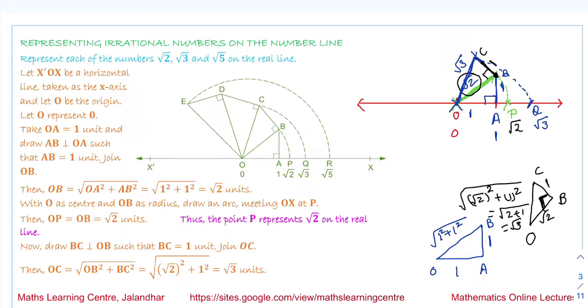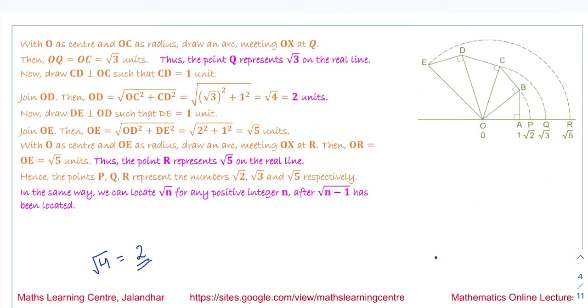Now in the next step, suppose we have to draw square root 4. Square root 4 means we are talking about the number 2. So what we are saying is, we started from this point O, then we marked the point A. On A we have drawn a perpendicular. Then we joined these 2 points, this is our point B.